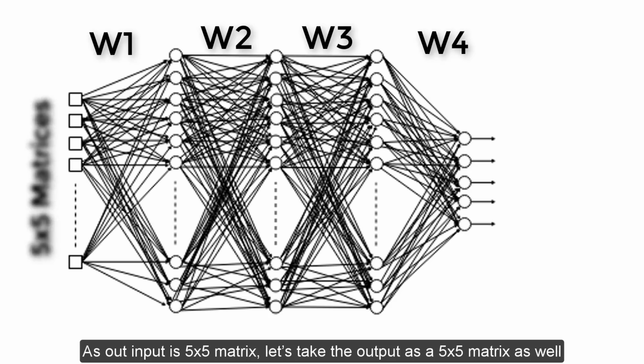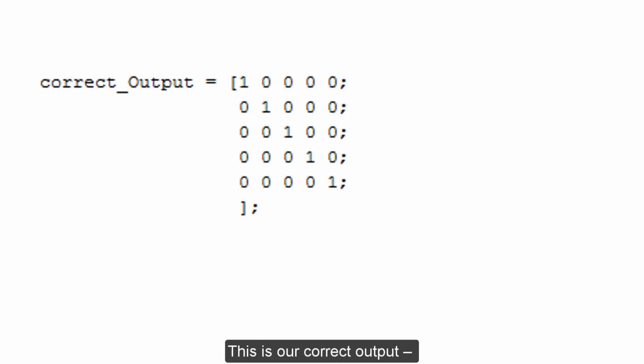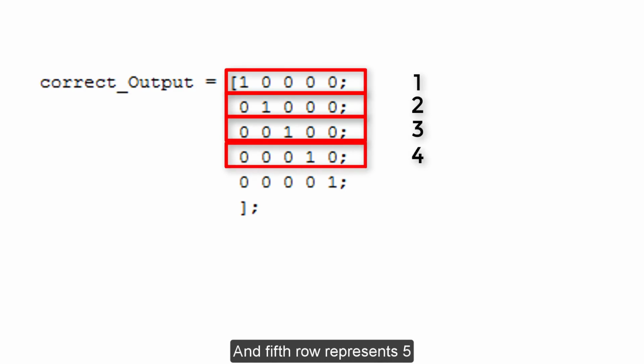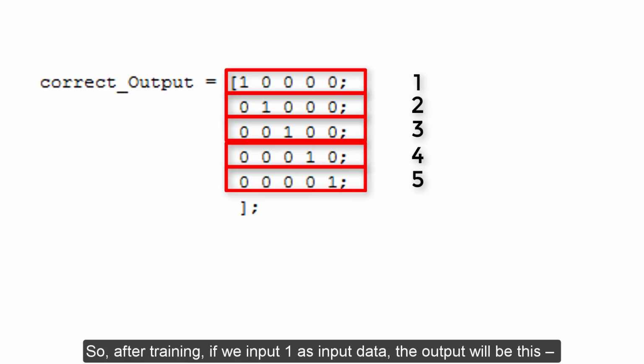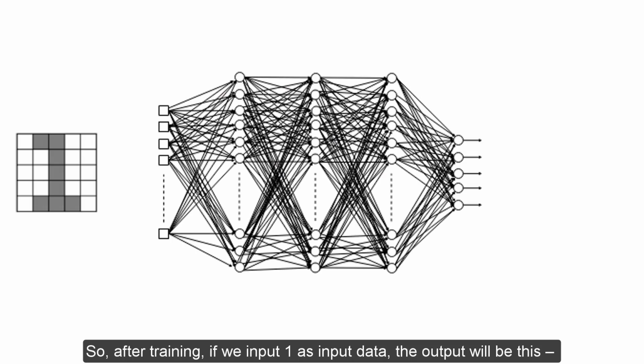As our input is 5 by 5 matrices, let's take output as a 5 by 5 matrix as well. This is our correct output. Here, first row represents 1, second row represents 2, third row represents 3, fourth row represents 4, and fifth row represents 5. So, after training, if we put 1 as input data, the output will be this.